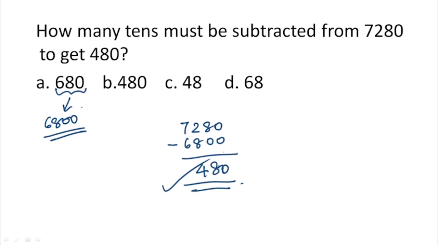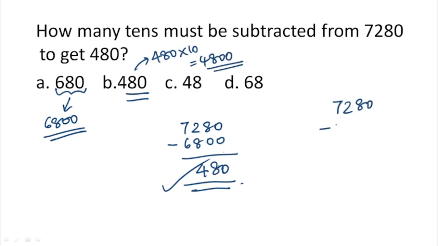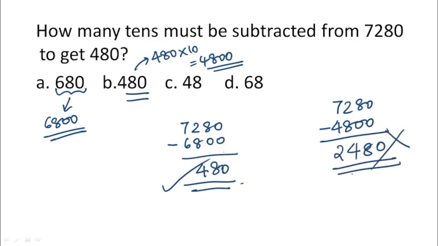See, if I take option B, then what is it? Option B is 480. So how many tens am I subtracting? 480 tens, which is nothing but 480 multiplied by 10, or 4,800. But if I subtract 4,800 from 7,280, the answer that I get is 2,480. It's not 480. Correct? So that is wrong. So I hope it is clear. See, when they say how many tens must be subtracted.